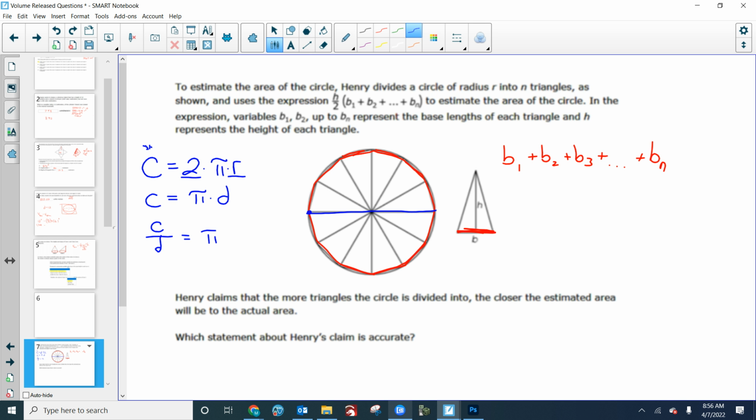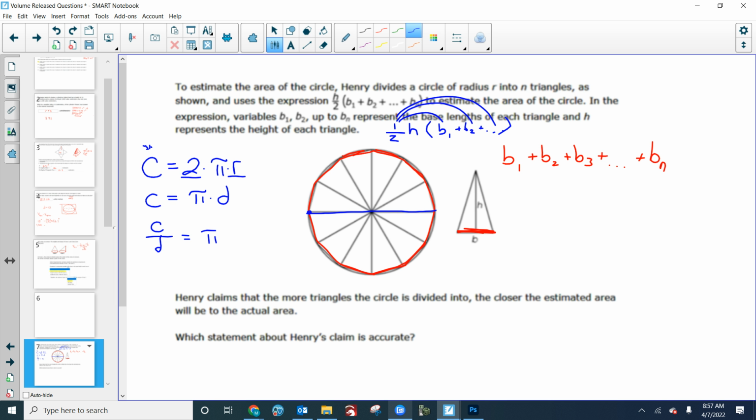All right, now into the story here. They like to do stuff like this, by the way. Isn't h over 2 the same as 1/2 h? Yes? Times b1 plus b2 plus and so on. Well, I can distribute this. Watch what I'm going to do up here. 1/2 h times b1 plus 1/2 h times b2 plus 1/2 h times b3.